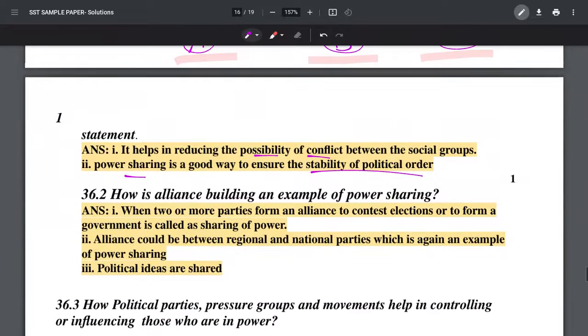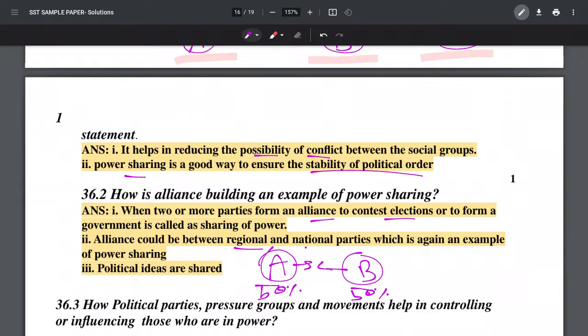Now here, how is alliance building an example of power sharing? Alliance as in, signing a contract and being friends with others. So when two or more parties make an alliance to contest elections or to form a government, it's called sharing of power, right? There are two parties, A and B. If they merge together, they make an alliance. What happens? They will do the power sharing. Equal power, 50% power to A, 50% power to B. Both of them have the right to give their opinions, right?